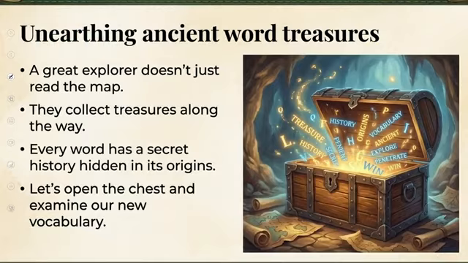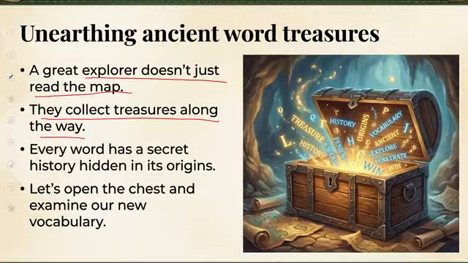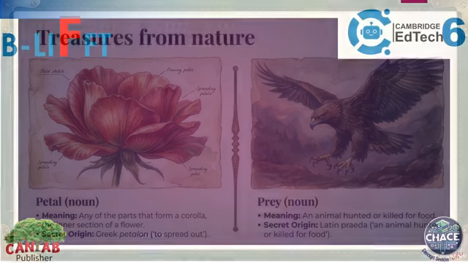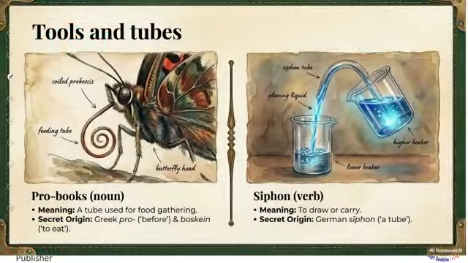Now let's see unearthing ancient word treasure. A great explorer does not just read the map, they collect treasures along the way. Every word has a secret history hidden in its origin. Let's open the chest and examine our new vocabulary. Here are other words, petal and prey. Tools and tubes.